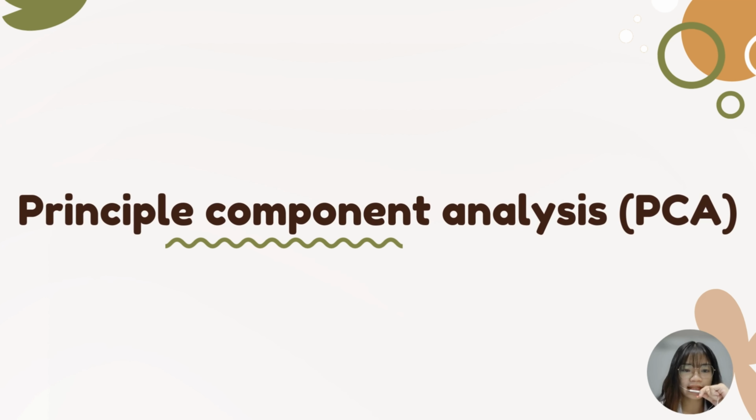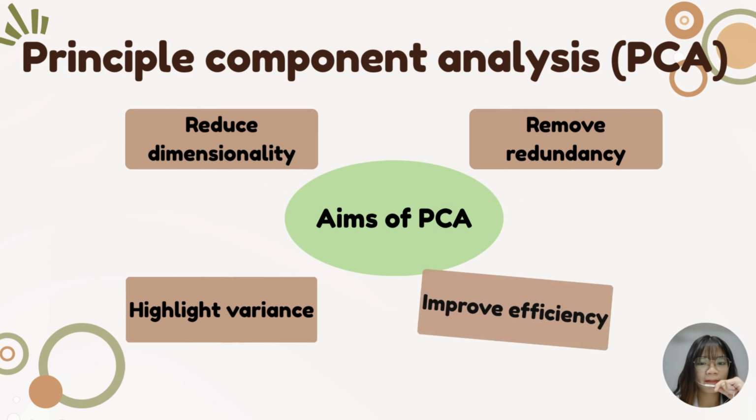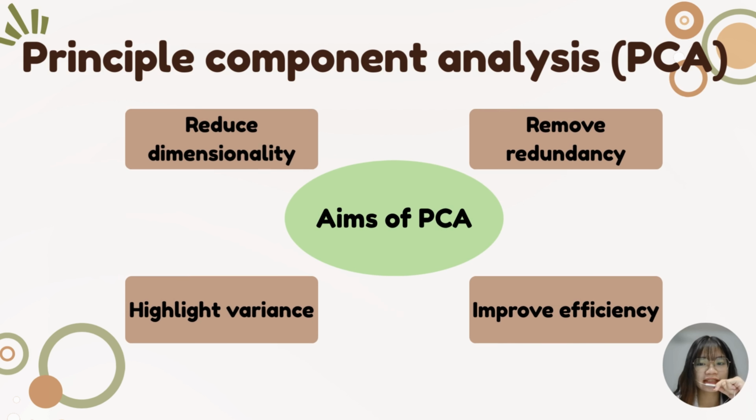Now, we will look at the principal component analysis, which is PCA. PCA has four main objectives. First, it reduces the dimensionality by shrinking thousands of SNPs into a smaller set of variables while keeping the essential patterns. Second, it removes redundancy by turning correlated features into independent principal components.